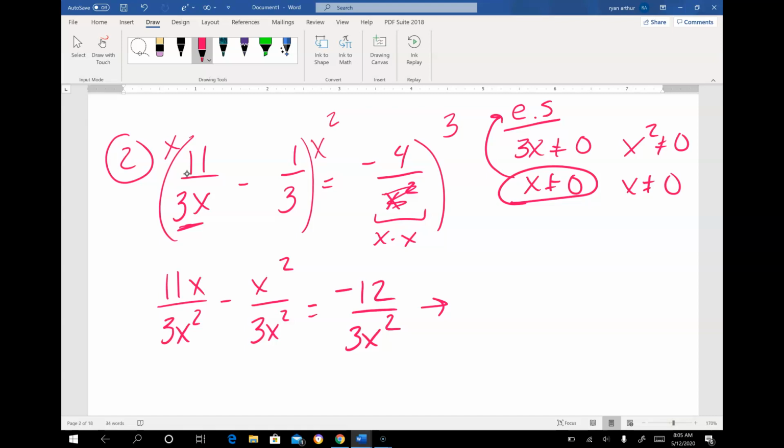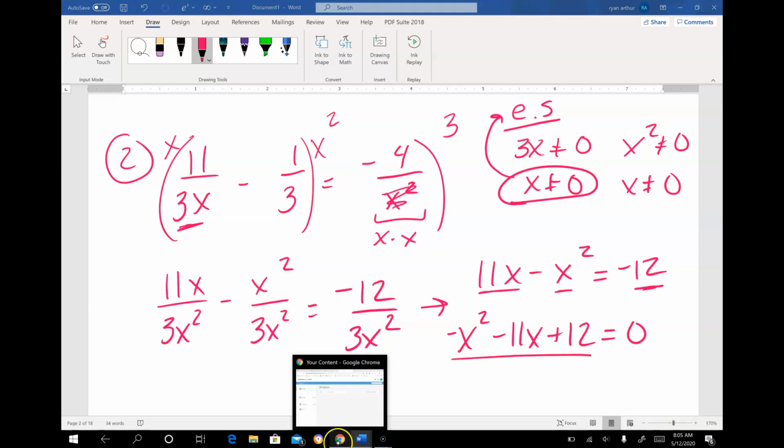So now let's solve. So we've got 11x minus x squared minus 12, equals negative 12. Now, anytime you have the quadratic term, which is the x squared, the linear term, which is 11x, and a constant, you need to set it equal to 0 and factor. Put it in standard form. So it's going to be negative x squared plus 11x minus 12 equals 0.